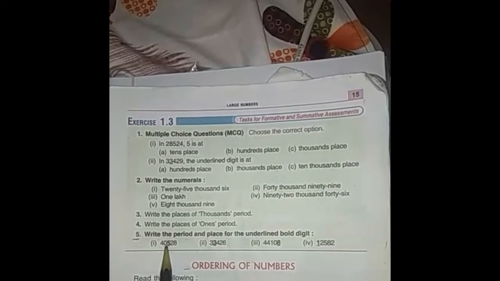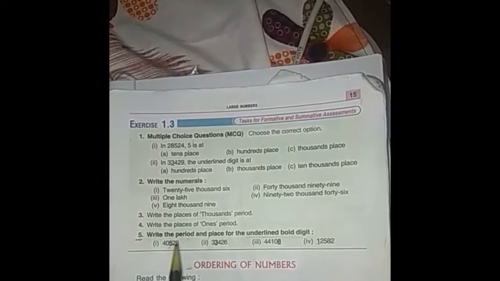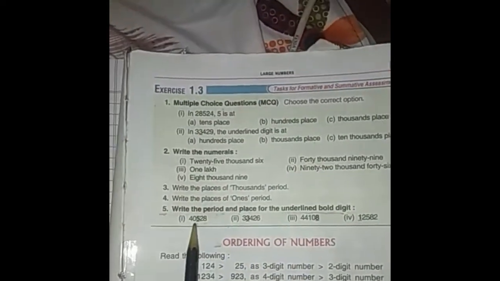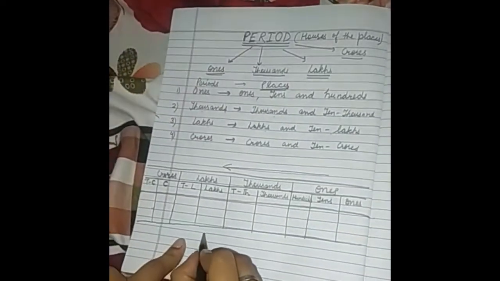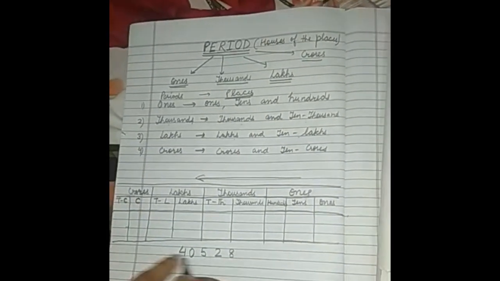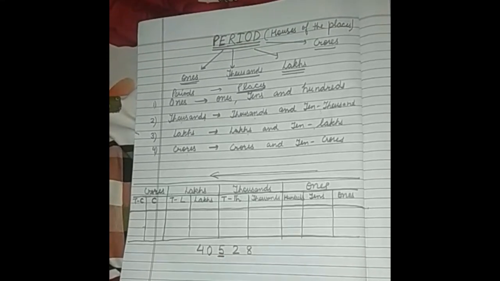It is 40528 and the underlined bold digit is 5. So it means that we have to write the period and place for the underlined digit 5. So first of all, let's place this number on a place value chart, starting from right to left. So our example is 40528. So 5 is the underlined digit. I am going to underline this digit 5.